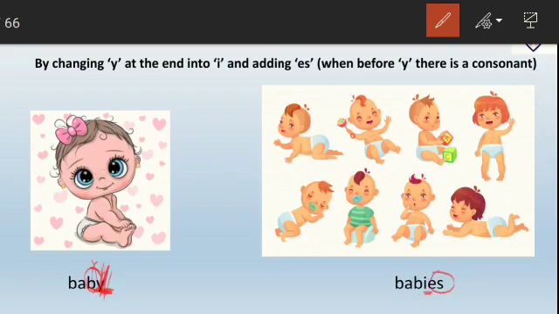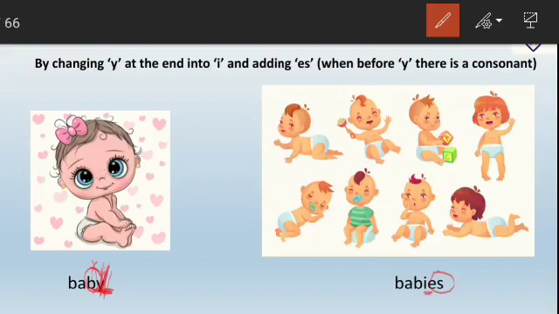Again I would like to say, now if my noun ends with Y and before Y there is a consonant. Now you know there are letters of the English alphabet. You know A, E, I, O, U are known as vowels and the rest of the alphabets are known as consonants. So now here before Y there is B.